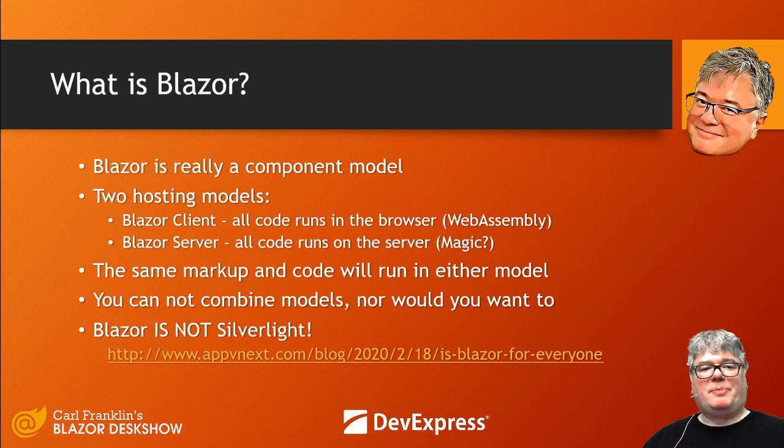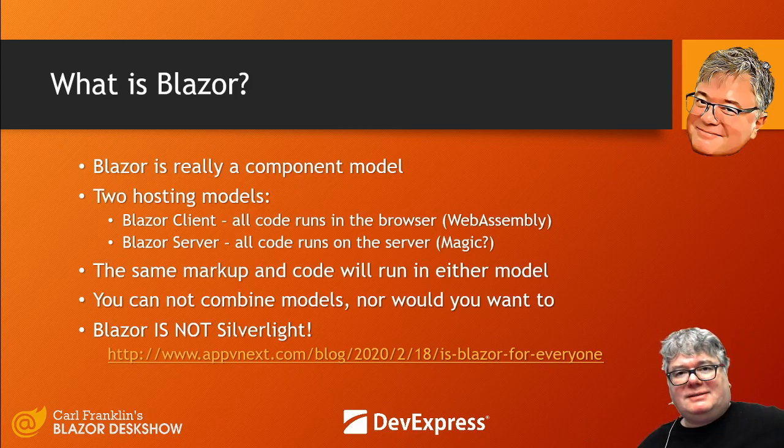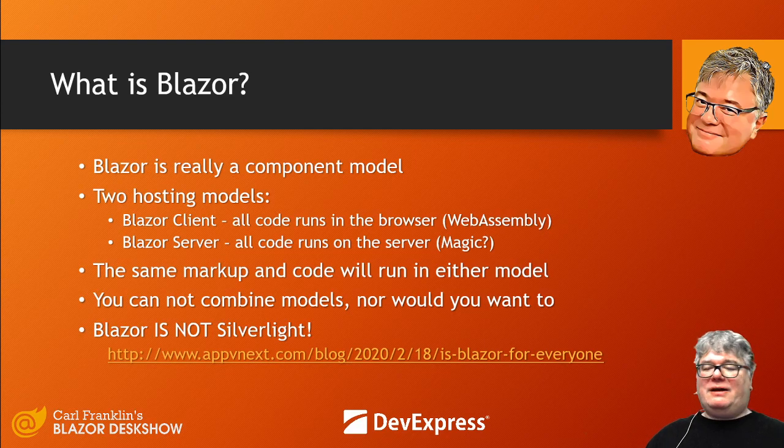Now the same markup and code will run in either model, but you don't want to combine models. You can't really. I mean, think about it. This is a user interface SPA framework, like Angular is with JavaScript, React, all of these binding, UI, updating models for the web. They all use JavaScript for the most part. And so this is one of the first SPA models that gets away from JavaScript.